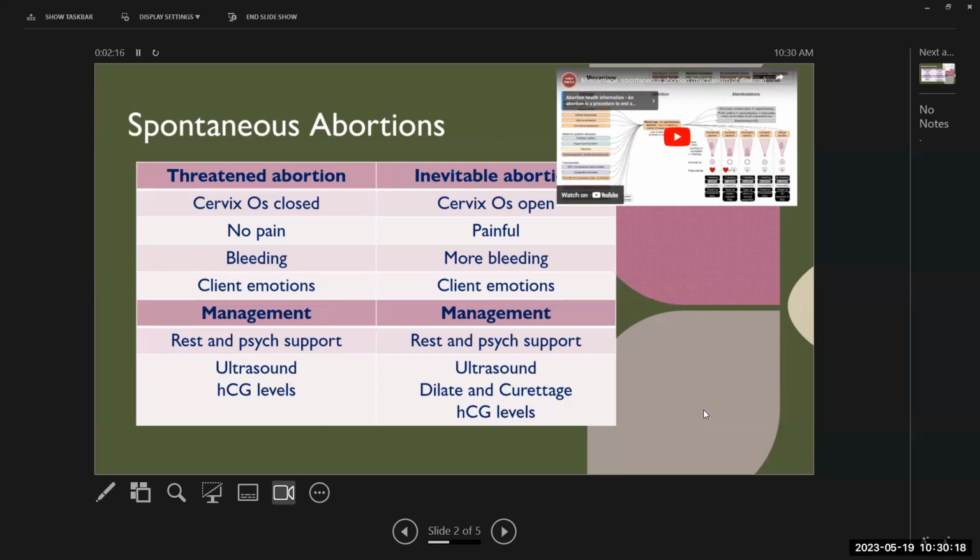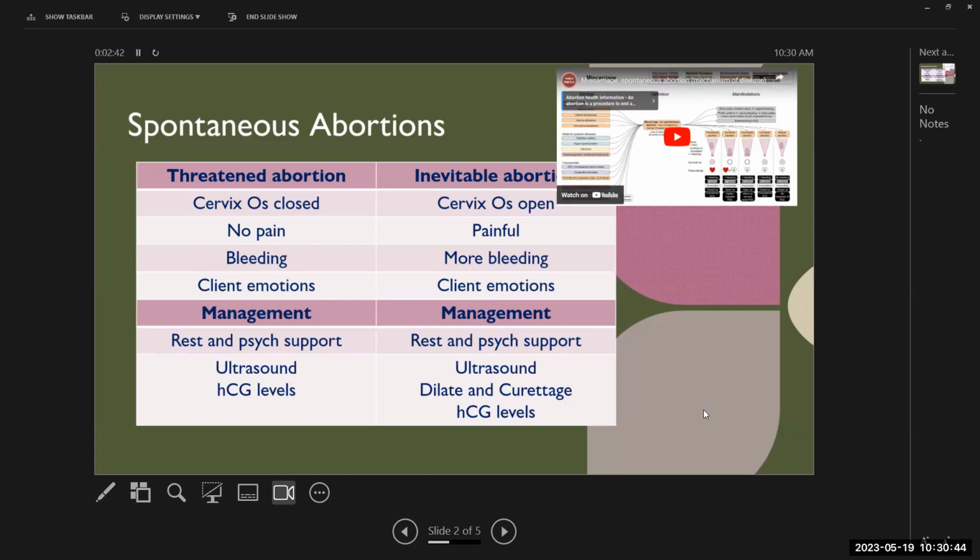Okay. Management also includes explaining to our clients to rest. Okay, psychological support is very important during this time. If indeed it's inevitable and she's in a lot of pain, not only we're going to have her rest and psychological support, we might have to give her some analgesic medication.